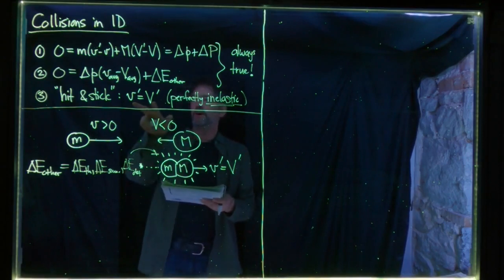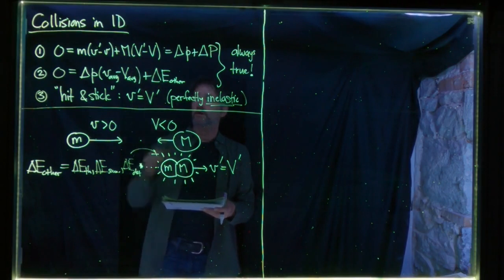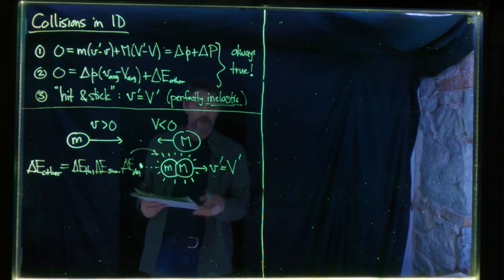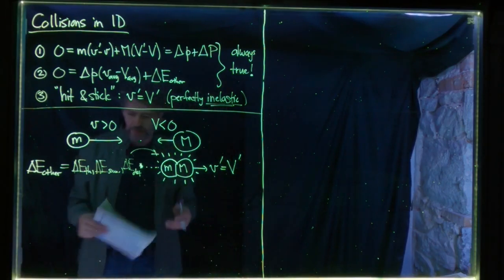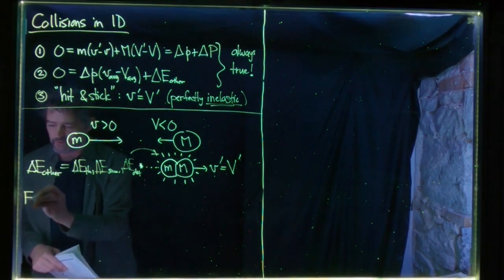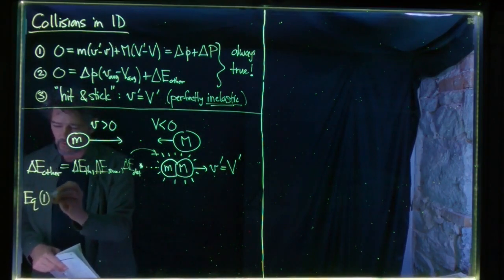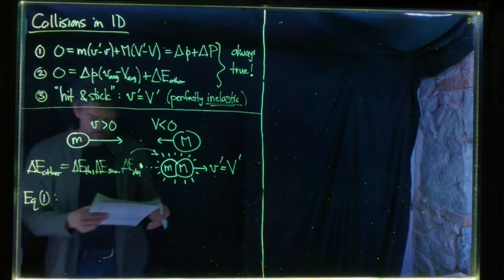And if we know that the final velocities of both of them are the same, we can plug that into equation 1, and then we can solve for what that final velocity is. So that's very easy to do. So equation 1 we'll focus on first, which is conservation of momentum. So what does equation 1 tell us?